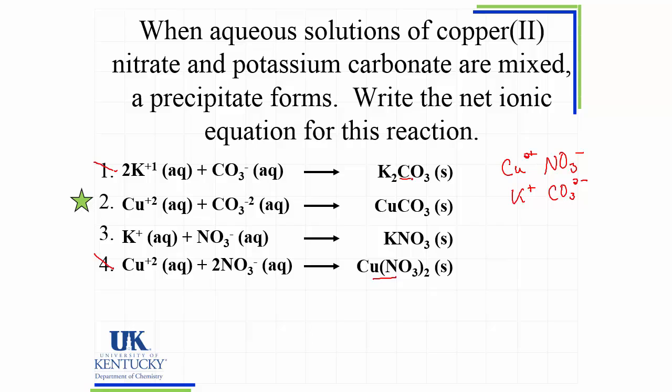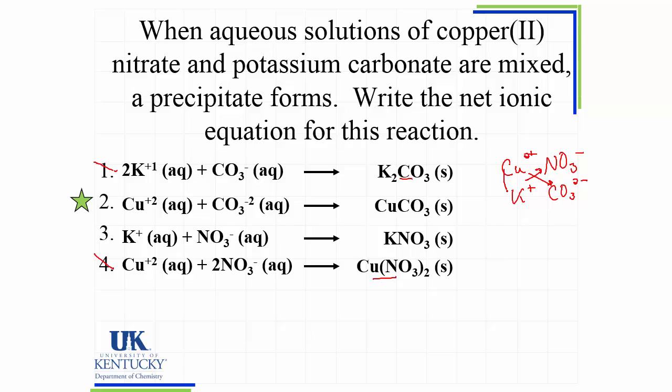Now, when I look at 2 and 3, the remaining two answers, I only have to worry about these two options. So I can look at copper carbonate and potassium nitrate because those are the only two possible compounds that can form. Because copper was already paired with nitrate, the only other thing it can be paired with is carbonate because I can't form a compound between copper and potassium or between nitrate and carbonate because I can't have two cations or two anions.